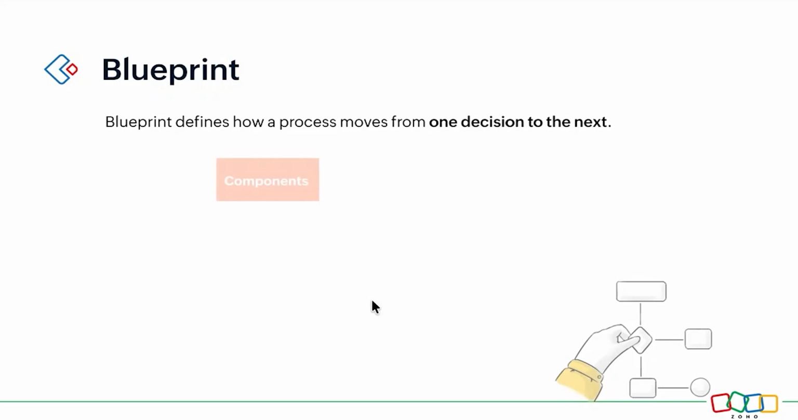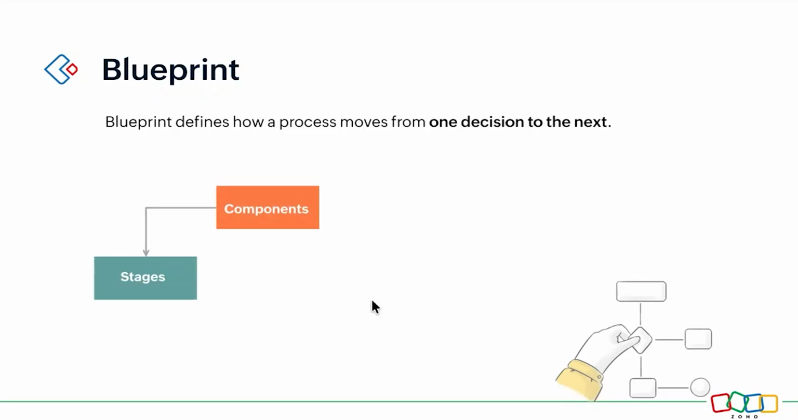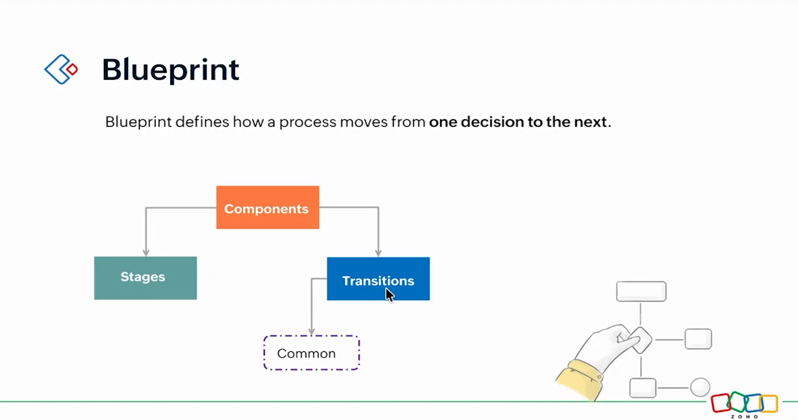The blueprint consists of components such as a stage and a transition. A stage is, for example, whenever a request is submitted, that is a stage. Whenever evaluation needs to be done, that is a stage. In between the request and the evaluation, there will be an action that needs to be done for the process to move from one stage to another. That action is called the transition. Blueprint consists of two types of transition: one is the common transition and the other is the parallel transition.